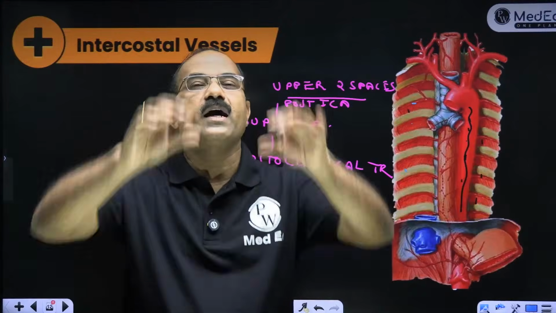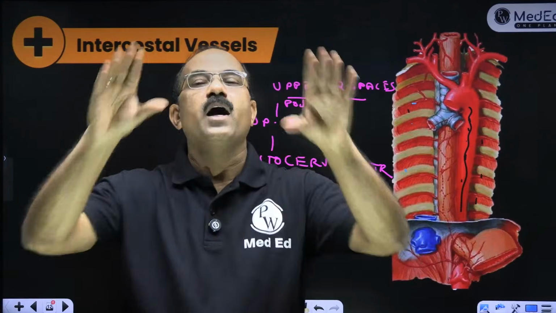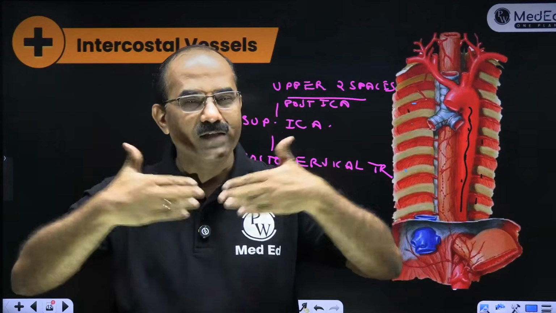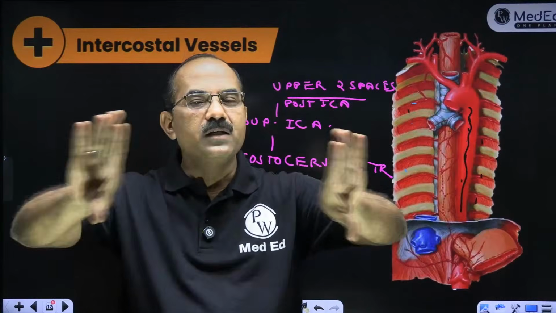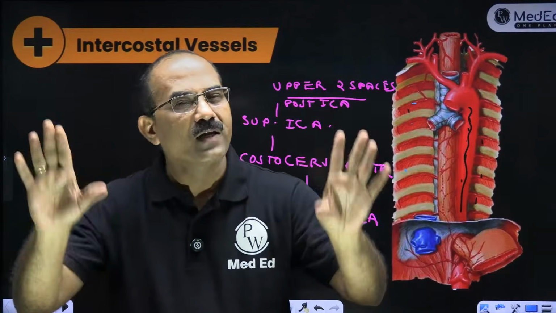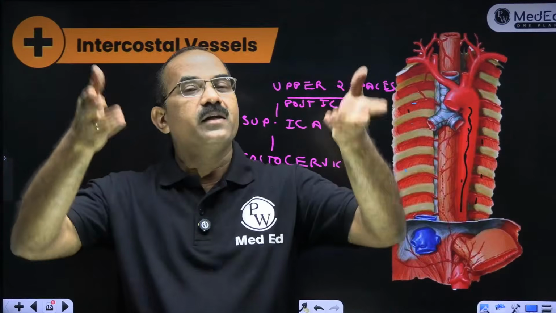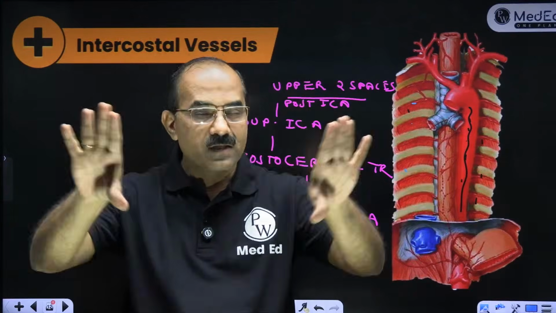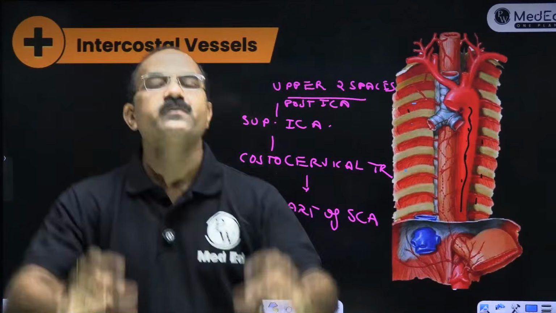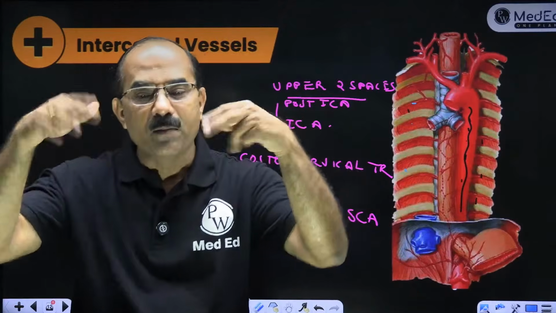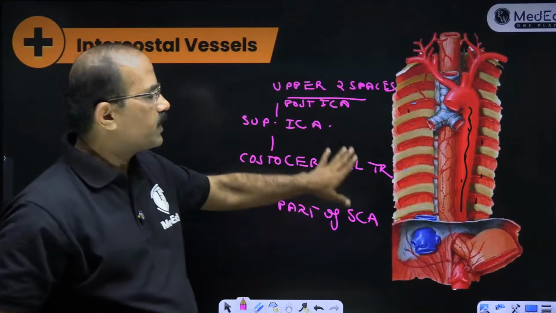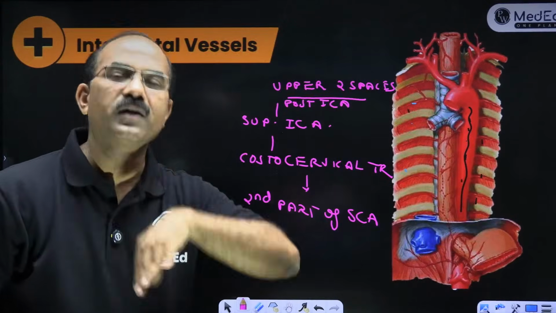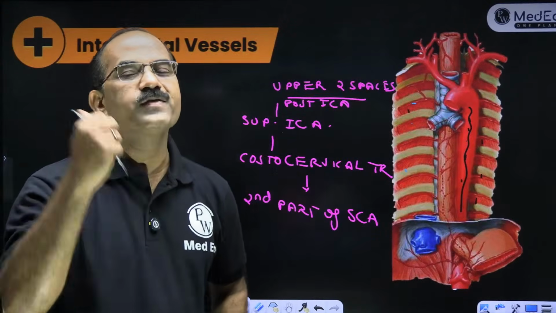So एक बार वापस बोलता हूँ, understand this. Anterior intercostal arteries in the upper 6 spaces are branches of internal thoracic artery. In the lower spaces, these are branches of musculophrenic artery. The posterior intercostal arteries in the lower spaces are branches of descending thoracic aorta. In the upper 2 spaces, these are branches of the superior intercostal artery, which is a branch of costocervical trunk, a branch of second part of subclavian artery.